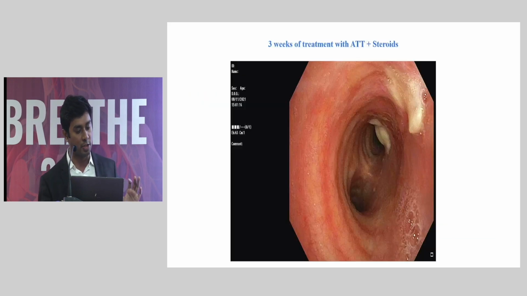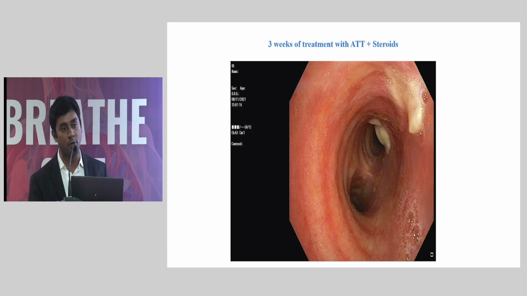After the end of 6 months, you see there is a large resolution, but still there is a certain amount of caseation. The important point to note is that whenever you have a patient like this, you need to keep this patient on follow-up because the stenosis doesn't stop at 6 months. We have seen a patient who completed his entire course of ATT. 2 years later, the patient presented to us with a stenosis and was having a stridor as well.